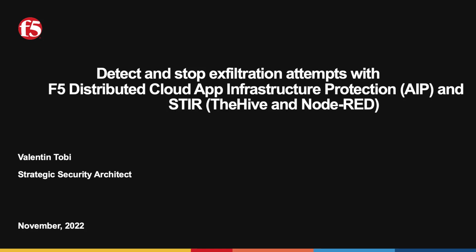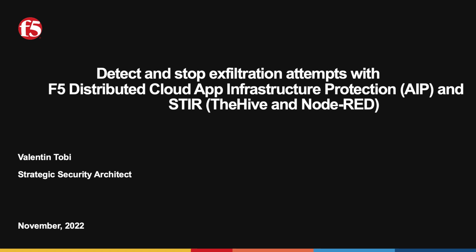I'm a security architect with F5, and today I will present a short demo on how to use F5 Distributed Cloud App Infrastructure Protection to block the exfiltration stage of a cyber attack. Distributed Cloud AIP is protecting cloud-native applications and their infrastructure by providing full-stack visibility, machine learning-enabled threat detection, and integration with customer SIEMs or platforms for threat response.